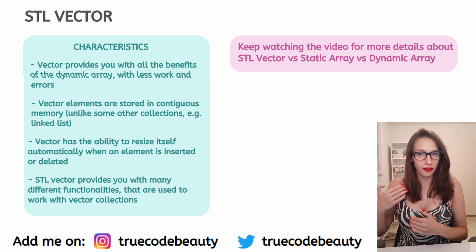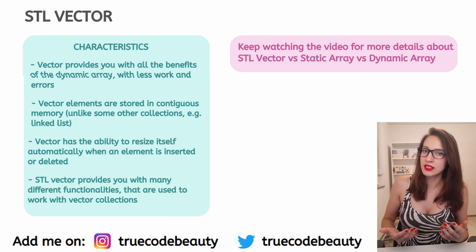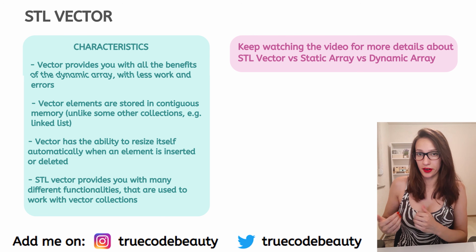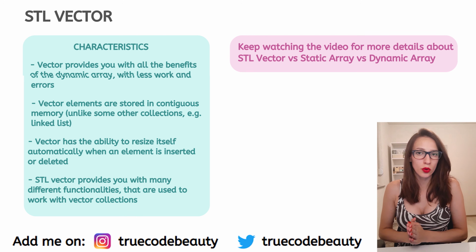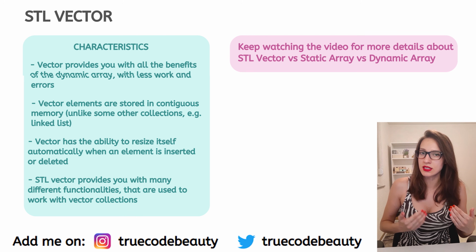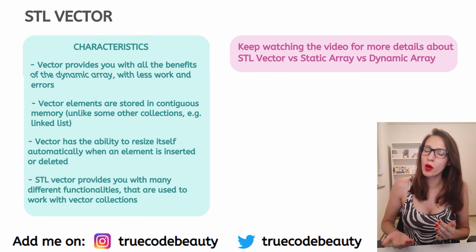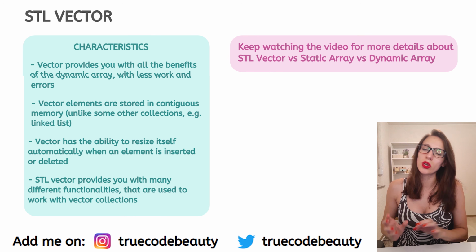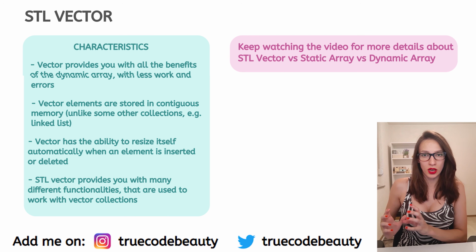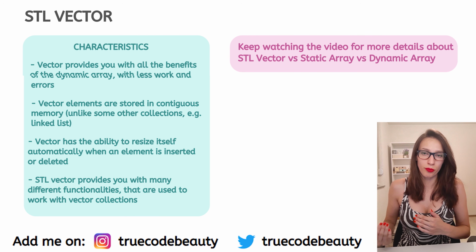And now I'm going to talk about an even better solution, which is STL Vector. STL Vector is something that has all the benefits of dynamic arrays, but with much less work. So now I'm going to explain what STL Vector is, and I will show you examples of how to use it. And then after you see those examples, at the end of this video, I will come back to this topic once more and explain the difference between vector and dynamic array so that you can know when to use each one and what the advantages and disadvantages of both are.